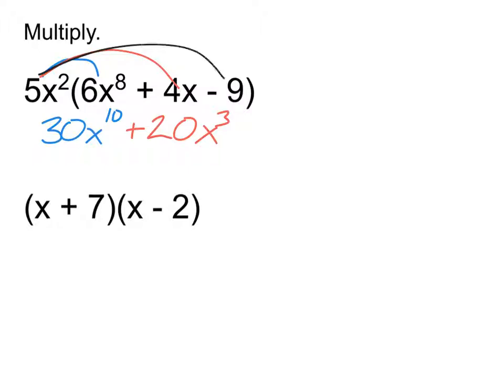Now we do the 5x squared times the 9. Notice it's a minus in front, so it stays a minus. 5 times 9 is 45. Since there's no x in it, it stays in x squared. And we're done with that one.